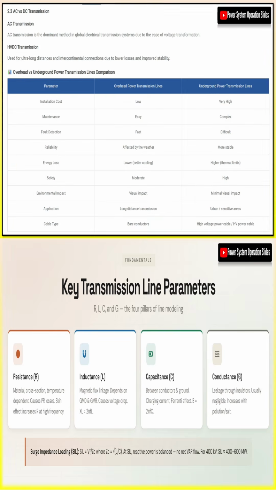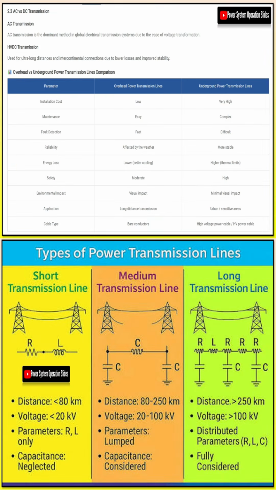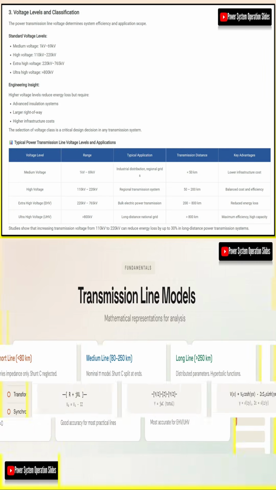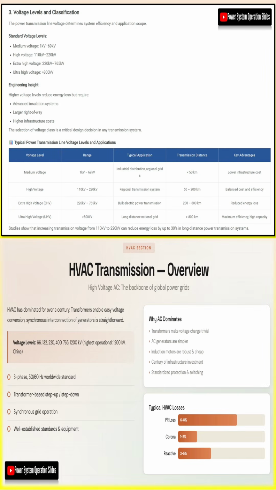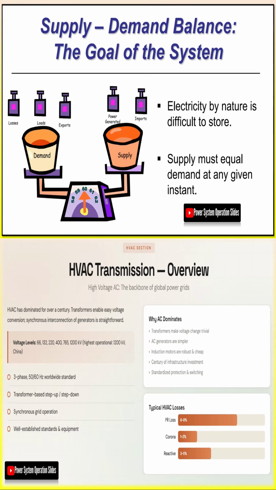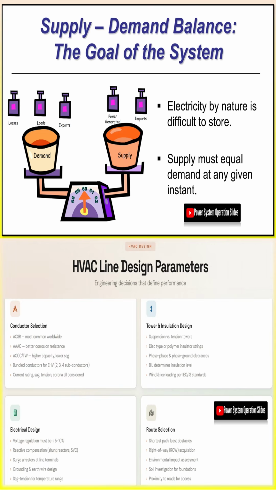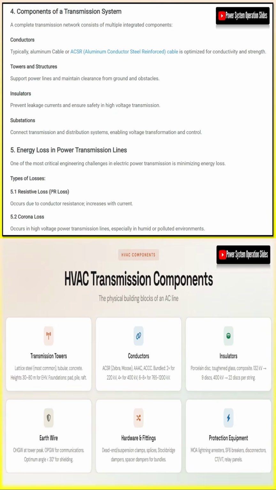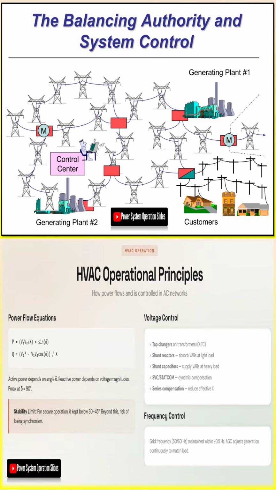Transmission lines are broadly classified by voltage level, from low tension below 1 kV through high tension, extra high voltage, and ultra high voltage categories; by length, where short lines under 80 km can ignore shunt capacitance while long lines exceeding 250 km require distributed parameter models; and by current type, encompassing the dominant high voltage alternating current, HVAC, high voltage direct current, HVDC, and the emerging ultra high voltage DC, UHVDC, technologies.